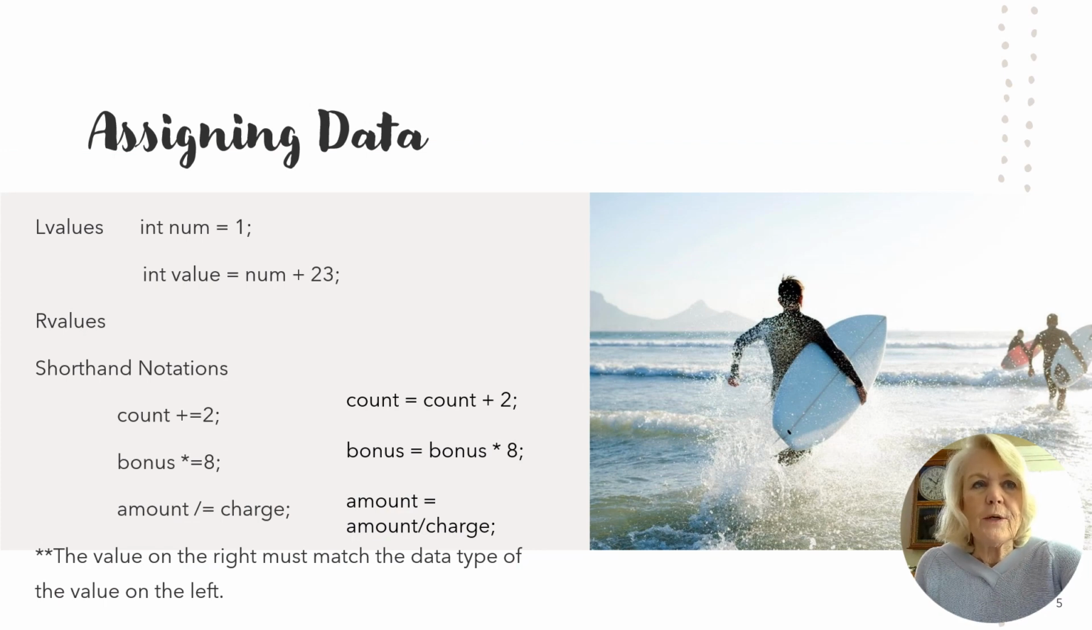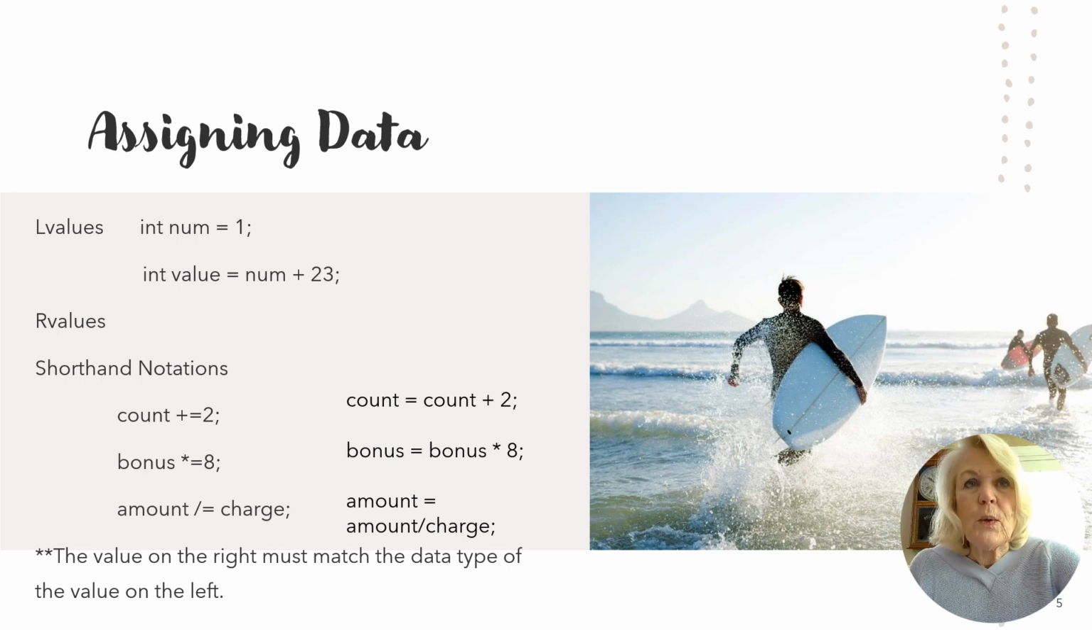The assignment operator is used to store a value in a defined identifier. The left side, or L value, of the assignment operator can only be a variable. On the right side, or R value, of the assignment operator, there can be a variable or an expression or a literal value. The value on the right must match the data type of the value on the left. So amount divided by charge must be the same data type as amount because it is assigned to amount.